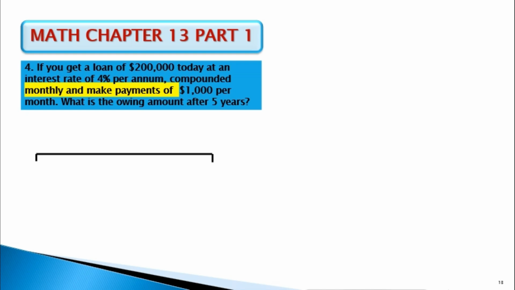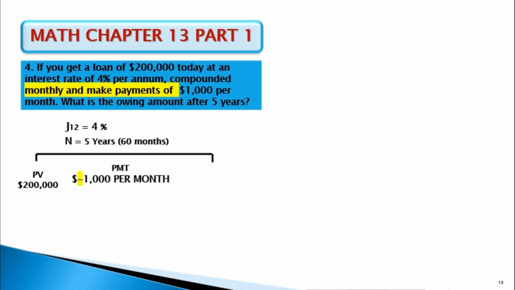First thing we do is draw the timeline diagram. For the interest rate, we put in J12 equals 4%. We put in the N, which is 5 years, but really N is not 5 years. T is 5 years. N is really 60 because we're talking about monthly compounding, monthly payments. So N needs to go in as 60. The loan is 200,000, and this time we are making payments of $1,000 per month.